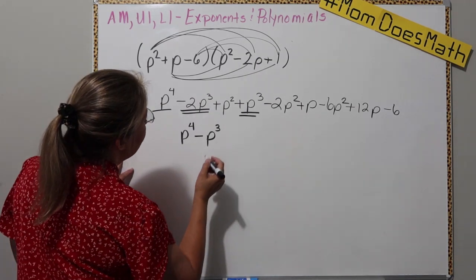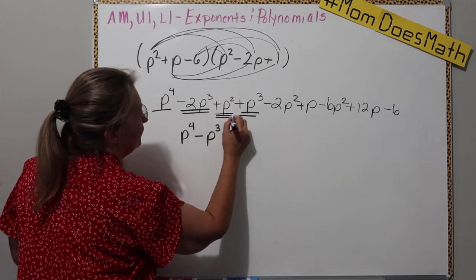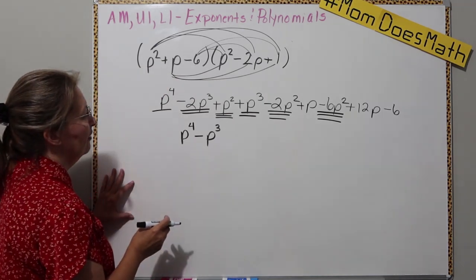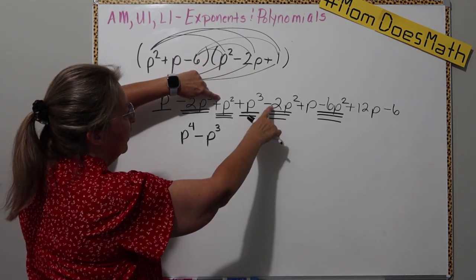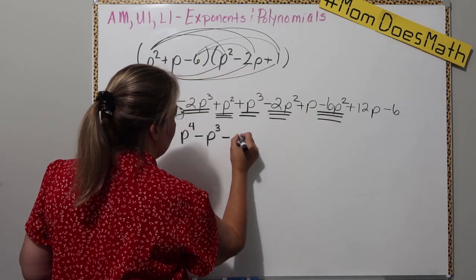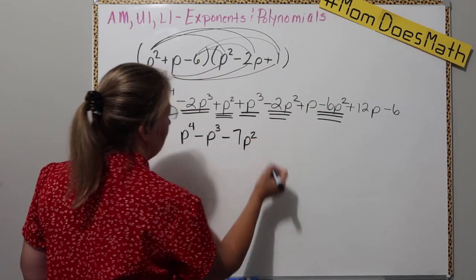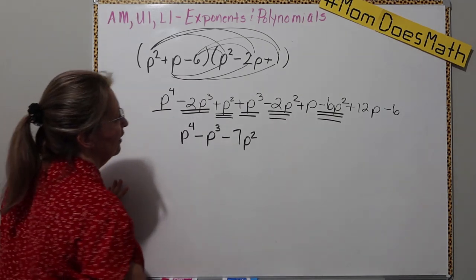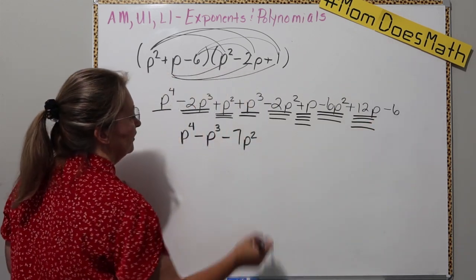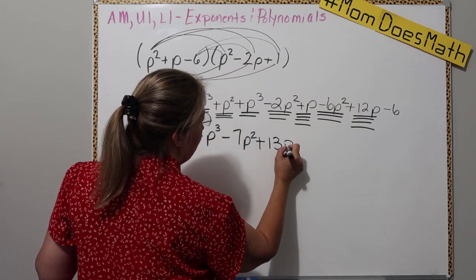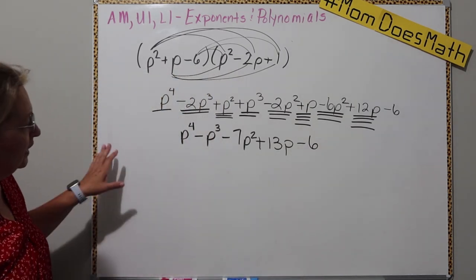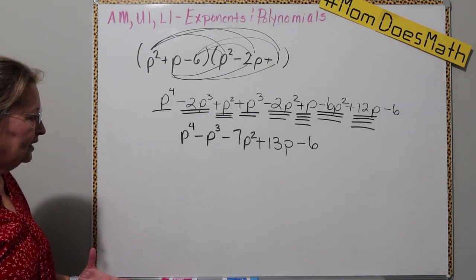Alright, next let's go with the P to the 2nd powers. I have one here, I have this one, and I have this one. So let's combine all those. 1 minus 2 gives me negative 1, plus a negative 6 gives me negative 7P squared. Now let's see what else we have. This matches this, so that gives us 13P, and then the little 6 down there, there's nothing to go with it. Alright, is there anything else to combine? Let me check that. No.